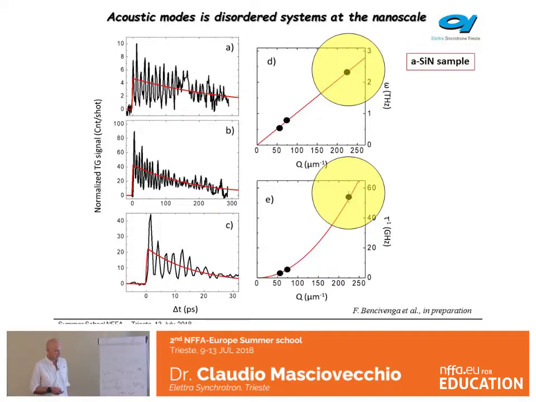So the yellow region I was showing you before is basically here. So now we can access this region. As I said, this region corresponds to a few nanometers, tens of nanometers, and is very interesting to understand phonon dynamics here. But you know, phonons are also heat carriers, okay? So they carry heat in the sample.